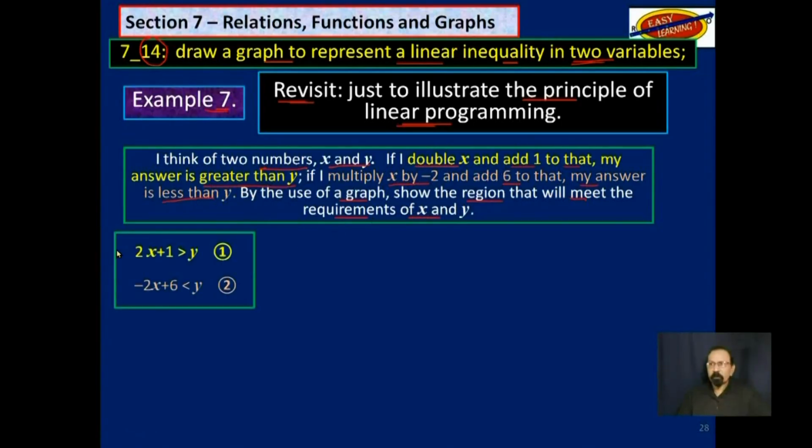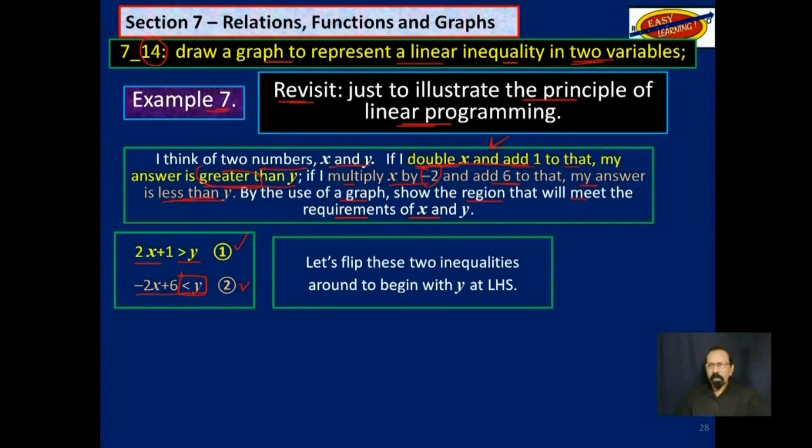And so we developed two inequalities for that. 2x plus 1 is greater than y. That's this first part here: double x plus 1, my answer is greater than y. And the other one is -2x plus 6, and my answer is less than y. That is to say, multiply x by -2, that will give us -2x. We add 6, that's a plus 6. And my answer is less than y. That's this part here, less than y.